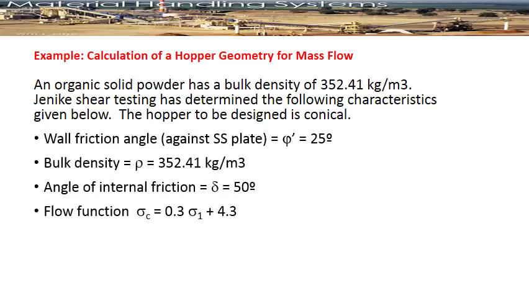So in this example, the wall friction angle phi was 25 degrees. The bulk density rho is 352.41 kilograms per cubic meter. The angle of internal friction delta was 50 degrees, and the flow function is sigma c equals 0.3 sigma 1 plus 4.3. As we mentioned earlier, these values for the sigmas are in pound force per square foot.